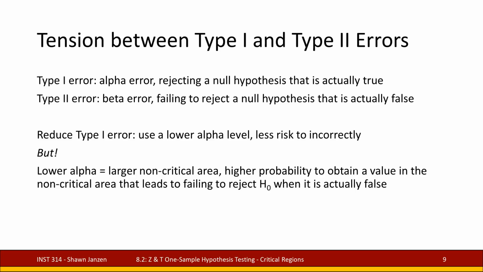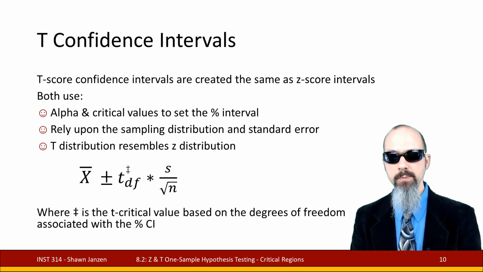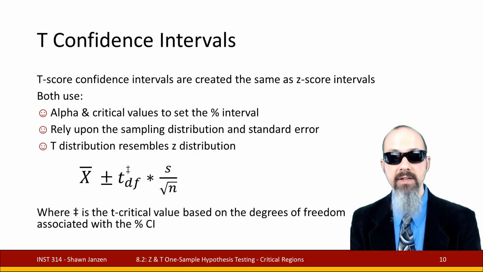So keep in mind that the lower your alpha, the larger the non-critical area, and the higher the probability of obtaining a value in that non-critical region. So that's the long-winded way of saying a higher chance of a type 2 error. You're never going to be able to avoid both type 1 and type 2. It's a trade-off that you're going to have to figure out based on the context and the importance of whatever it is you're studying. Which one is more important to mitigate, the type 1 or the type 2? Now let's just briefly talk about t confidence intervals.